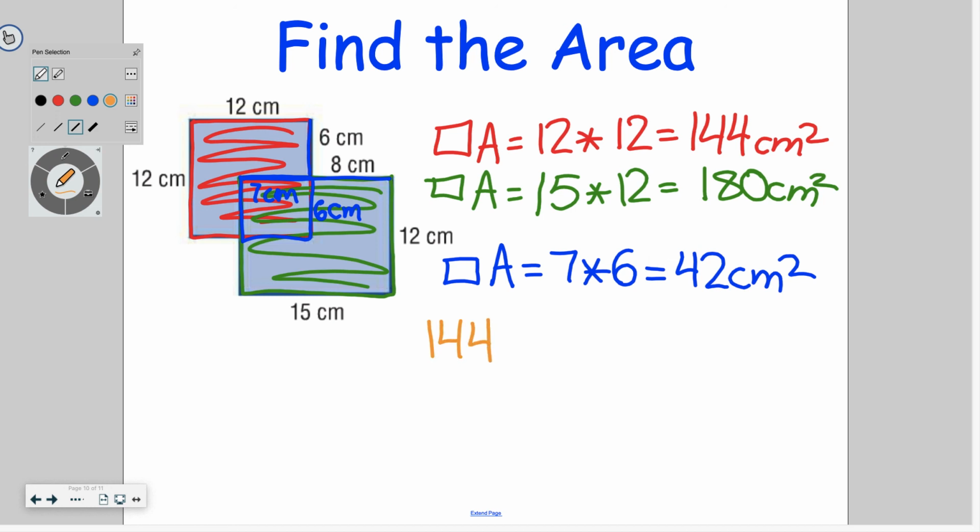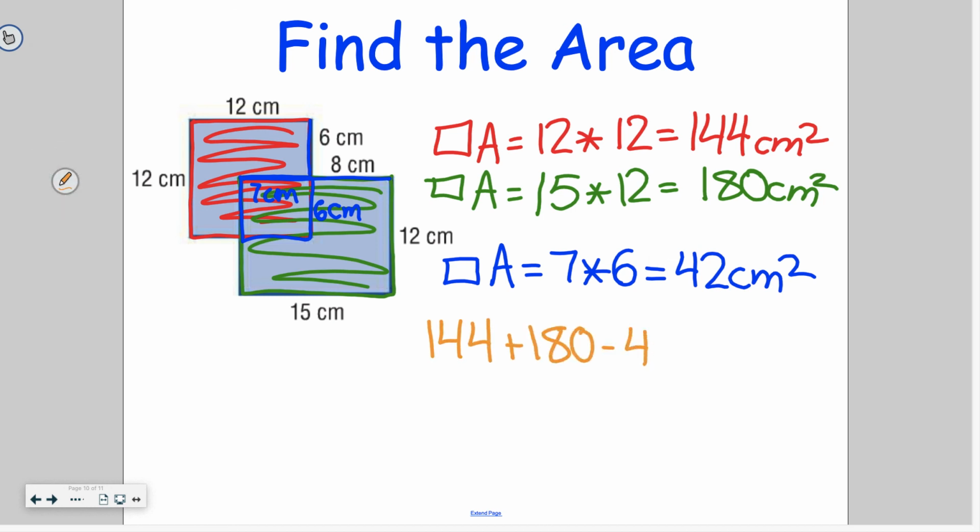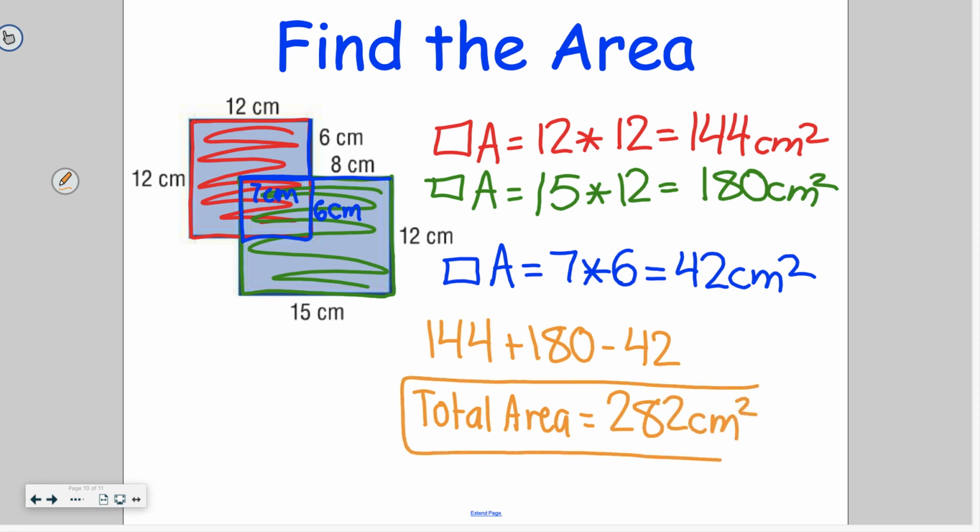Then to find my total here, I'm going to add like normal, so 144 plus 180, but then I have to subtract off that overlap area, so it only gets counted once. So I subtract off the 42, which is going to give me a total area of 282 centimeters squared.